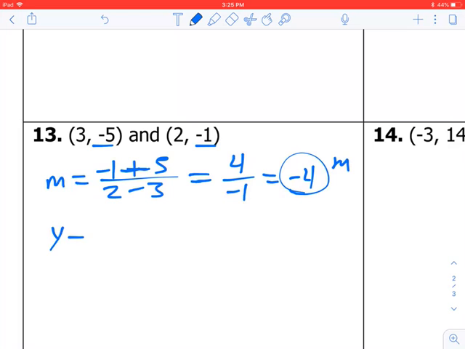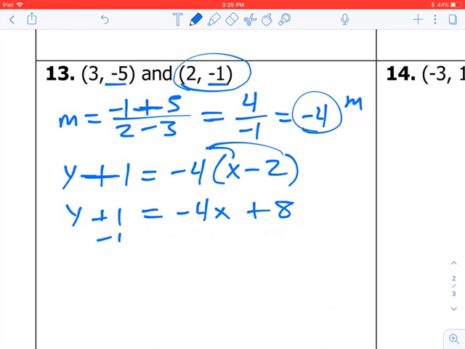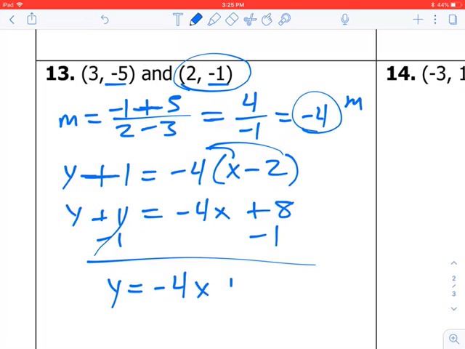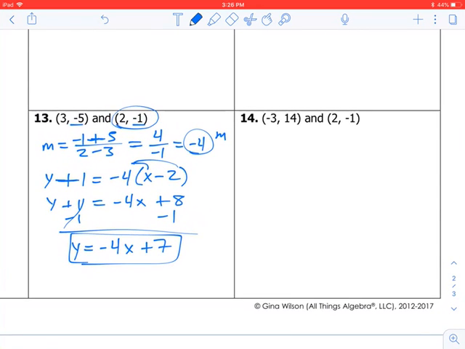So y minus, let's go ahead and choose this one, minus negative 1 equals negative 4 times x minus 2. And now we go ahead and distribute. So y plus 1 equals negative 4 times x is negative 4x. Negative times negative is positive, once again, 8. And then subtract 1. And we end up with y equals negative 4x plus 7. And there's my slope-intercept form. So basically the same stuff as yesterday. We just have that one extra step at the beginning to find the slope.